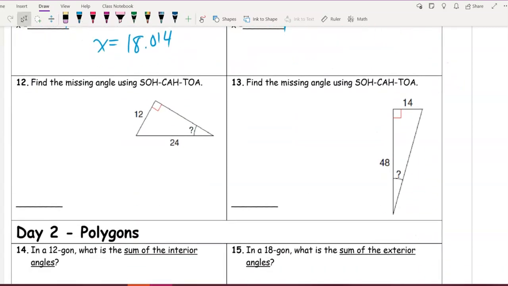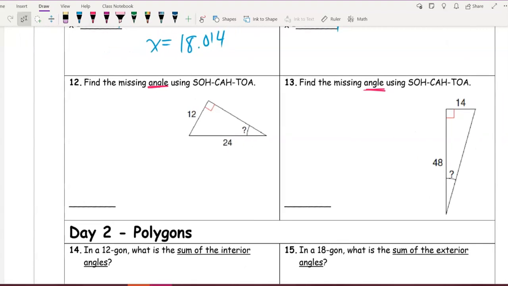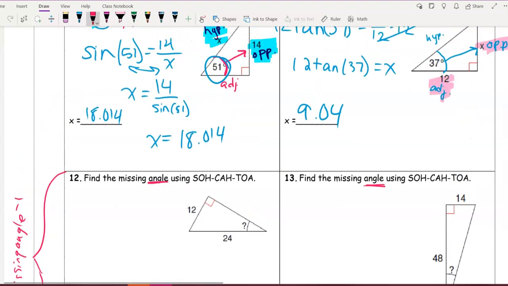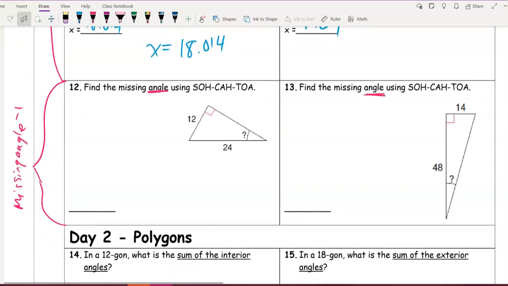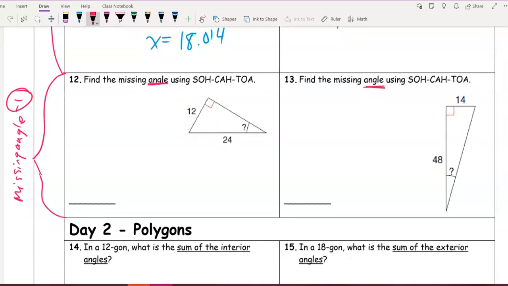All right, moving on to number 12. Find the missing angle again using SOHCAHTOA, but now we're looking for the missing angle. When we're looking for the missing angle, we have the inverse. Let's make a note on the side of your paper, maybe not as big as I did, and say missing angle, -1. Up here, we're looking for the missing side, which is just normal, okay? When we're looking for the missing angle, then we have the inverse, which is the -1.